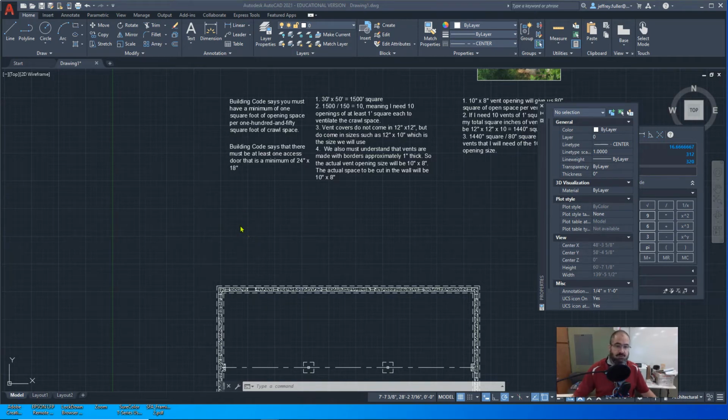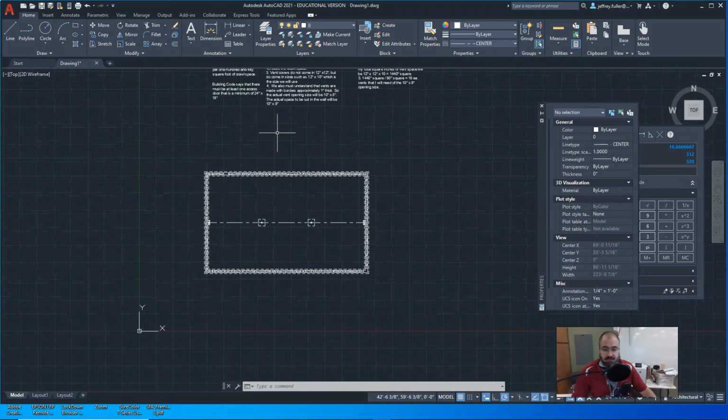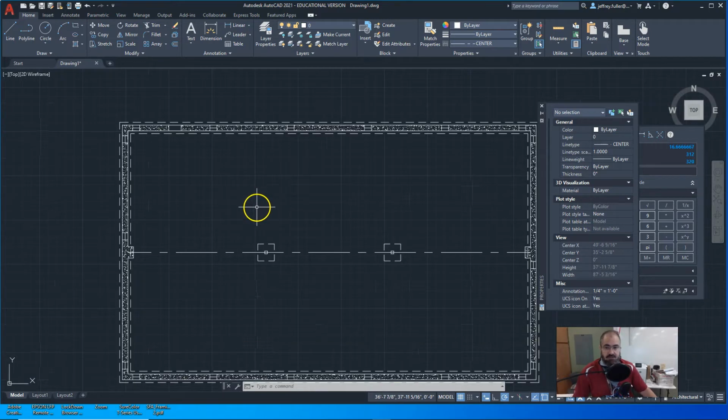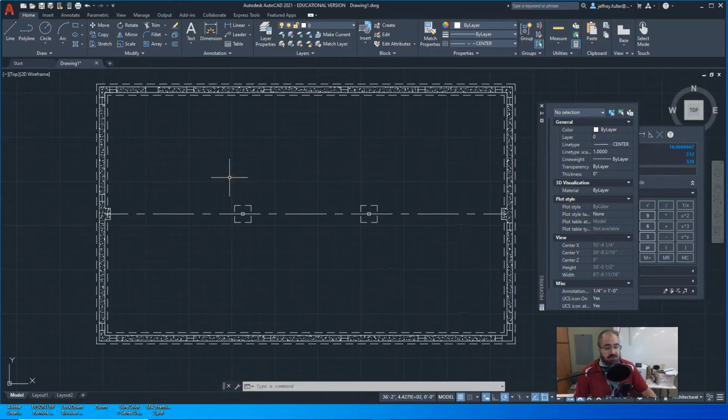Hello, Architecture 1 students. What we're going to start on today is drawing or drafting our pier and beam foundation in plan view. That's looking down from above. And here's what we're drawing. It looks really simple. It doesn't look like it's that complicated, and it's really not.